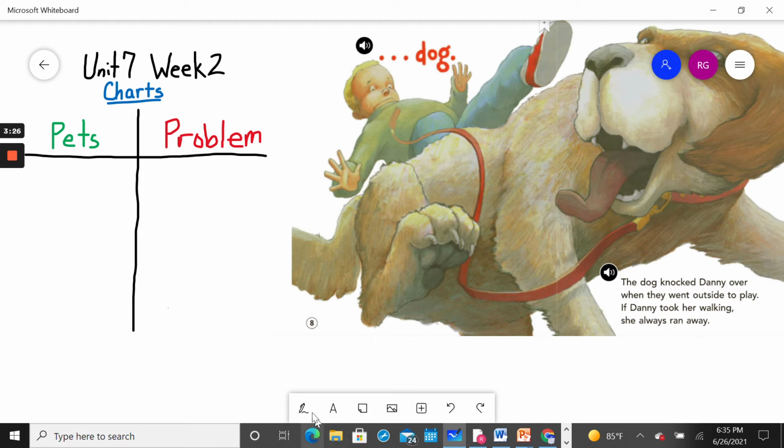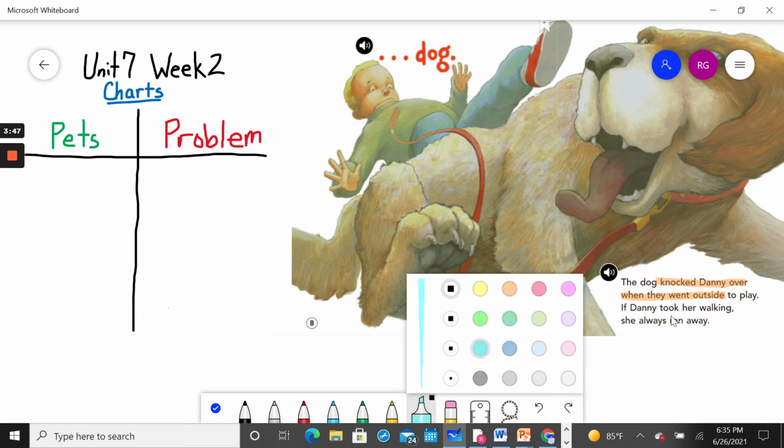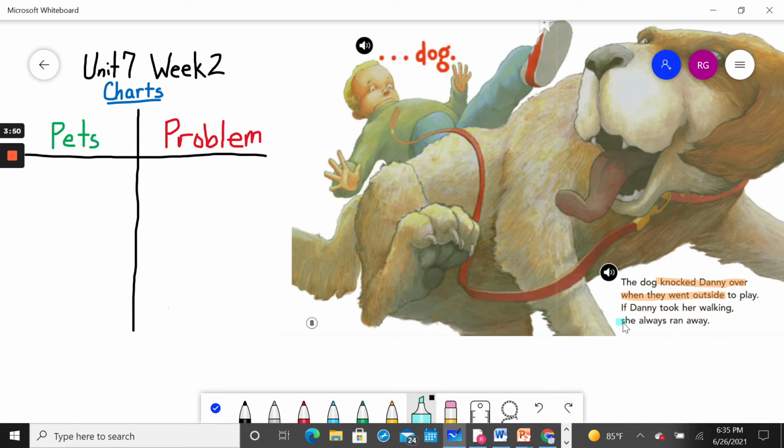Now, one thing that I noticed when I read this page is that there are two different problems that Danny has with this dog. The first is that the dog knocked Danny over when they went outside to play. And then, reading the next sentence, it says that if Danny took her walking, she always ran away. So, even though Danny clearly has more than one problem, we don't have to put all of the information in our chart. Sometimes a chart has some information and not all of the information.